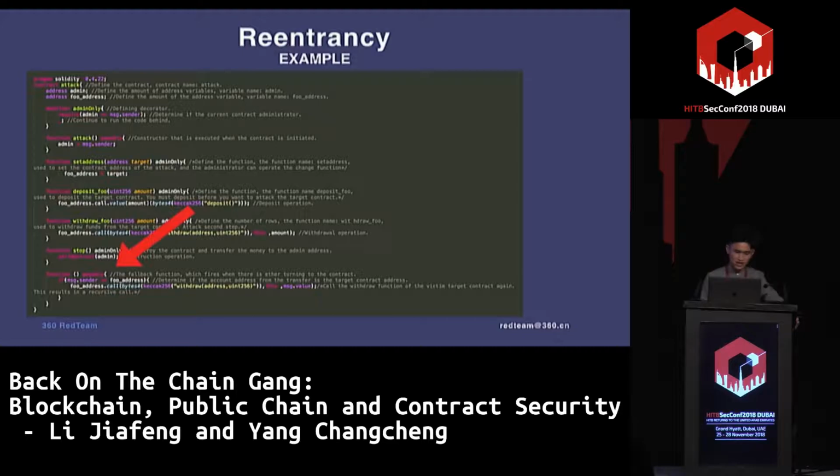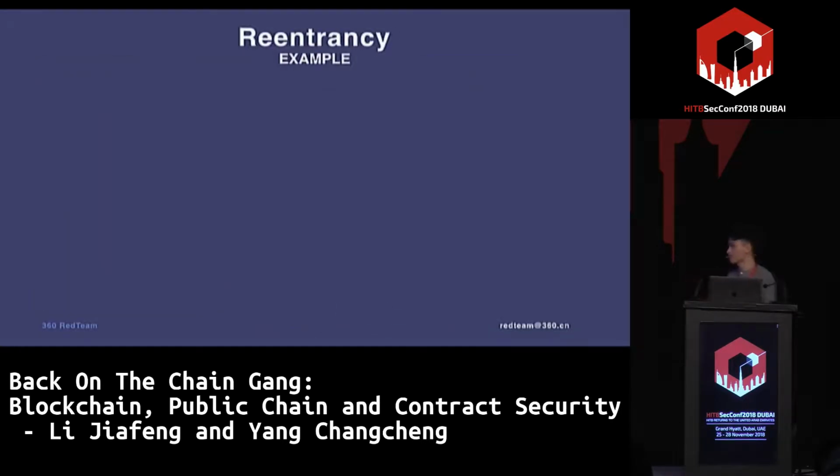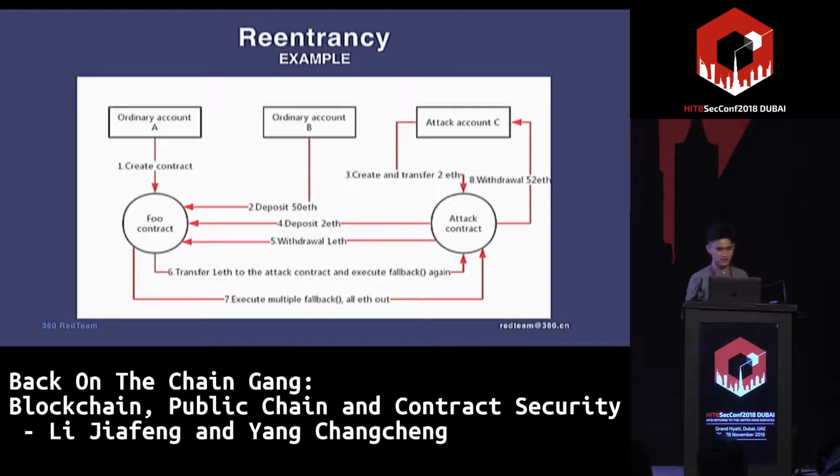So as I've said, at that point we can call the withdraw function of the Fore contract again in the fallback function of the attack contract. So it forms a loop. And the important thing is that after the transfer function, the attack contract's fallback function is executed directly. So the calculation of the balance is never performed. So it forms an unrestricted loop. So it's like this.